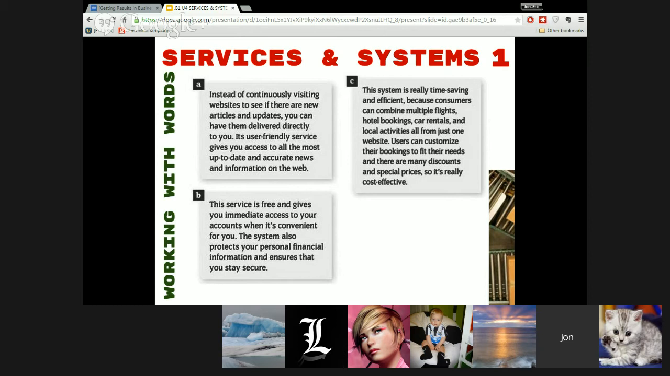Anyway, I don't know if that's clear, but what do you think? Yes, for me it's clear. What about the rest of you? It's a little hard to explain. But it's a good word. It's a very good word to know.